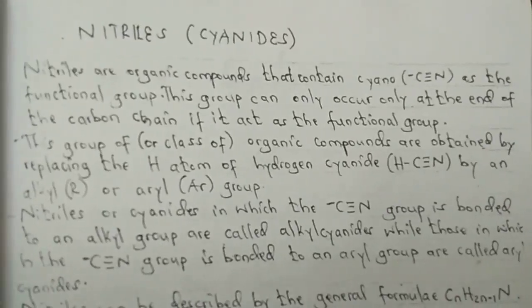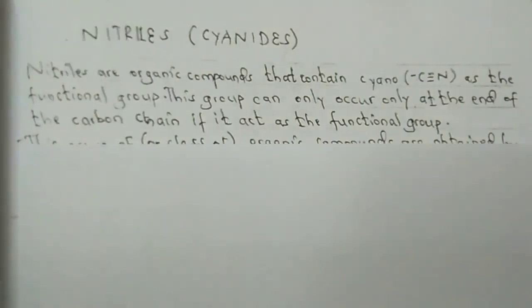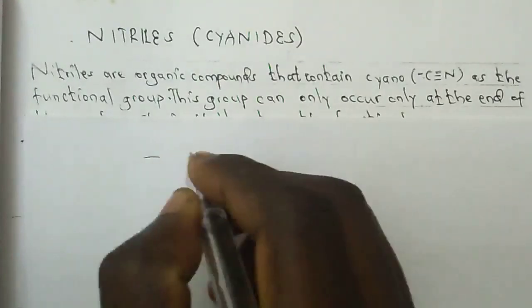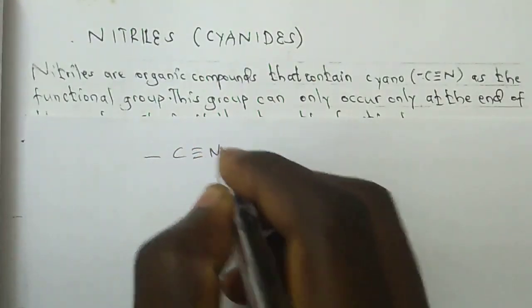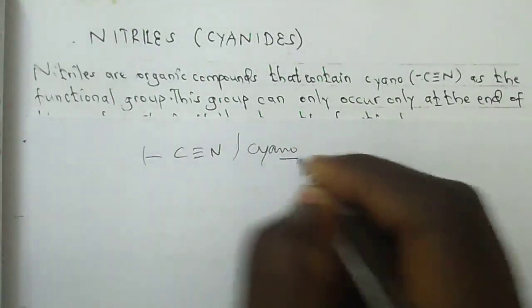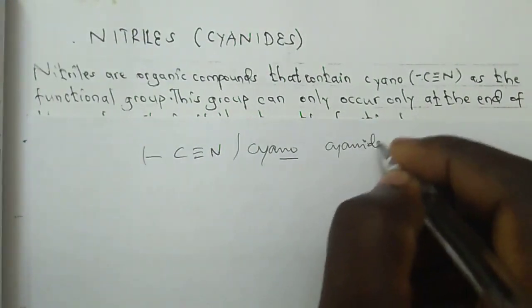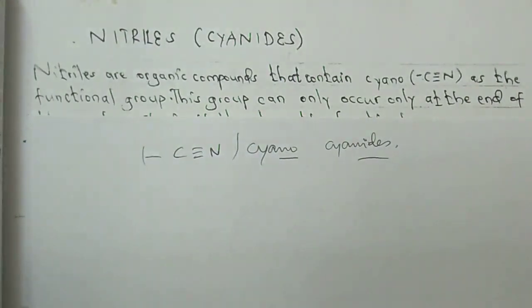Tuendelee na topic yetu ya organic chemistry na leo ni nitriles au cyanides. Nitriles au cyanides tunaenda kuwa discuss katika hichi kipindi. Nitriles are organic compounds that contain the cyano group. Cyano group ni C then triple bond nitrogen, inaitwa cyano. So sometimes they are known as cyanides. Ndio ambao tunaenda kudiscuss kwenye kipindi hichi.